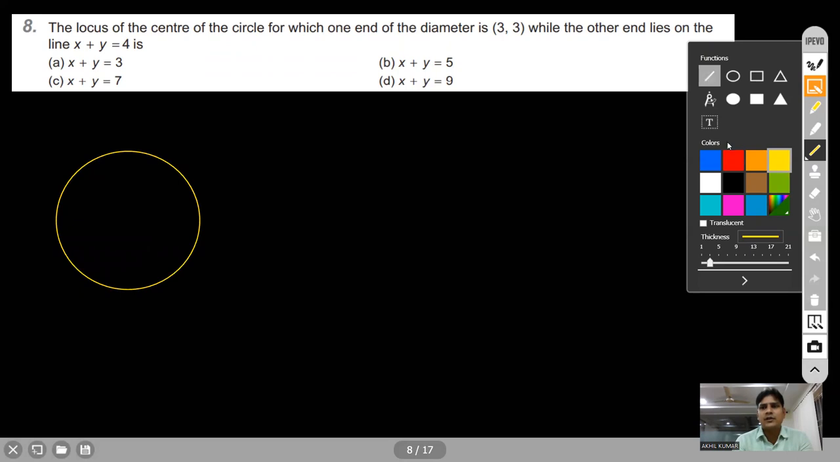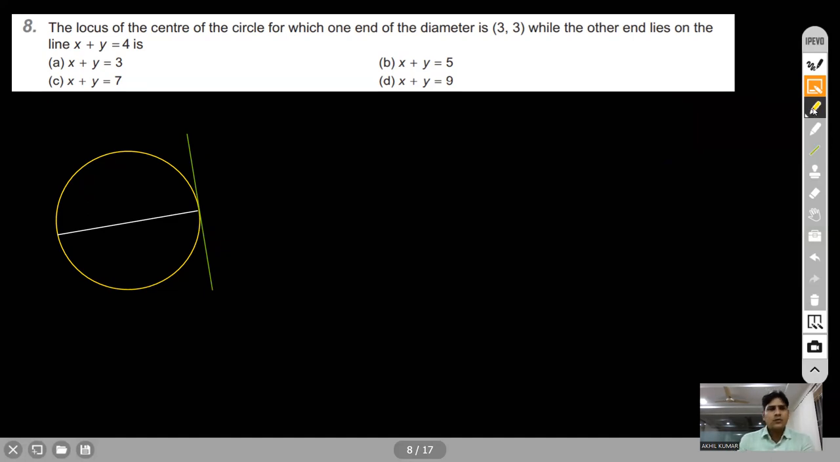One end of the diameter is also given, so let me draw the diameter of this. Suppose this is our diameter of this circle. One end of the diameter is known to us, (3, 3), and the other end lies on the line. So let me draw one straight line here. Yeah, I think the sketch is done. Let me assume this as AB. This AB is the diameter. This will be the center.